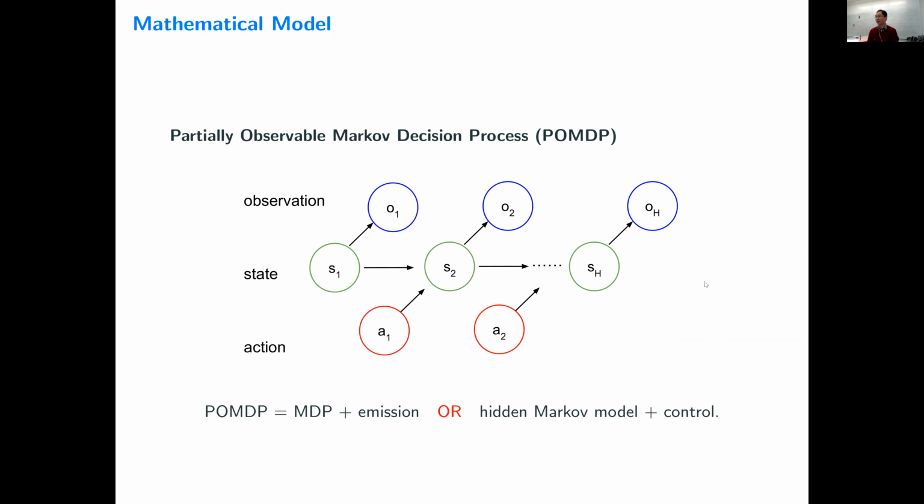We can have two viewpoints of this POMDP. One is that we can think of it as a Markov decision process with some emission. The other is that we can ignore the action, and we just have a state and observation. This is just a standard hidden Markov model, and now we add in a control to it. So you can think POMDP is harder than both MDP and HMM. It's kind of a merge of those two models. And very importantly, in the POMDP, if we don't know the states, the observations are no longer Markovian. So a lot of things break.